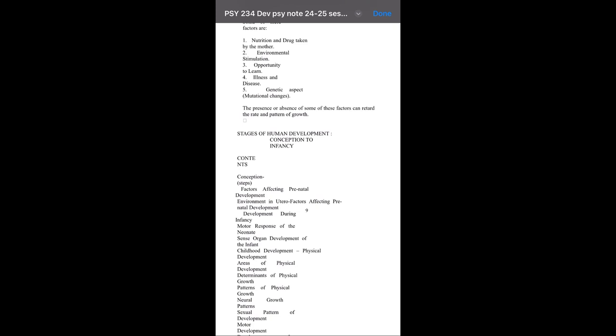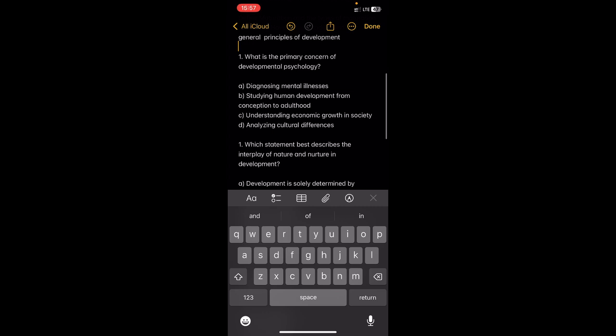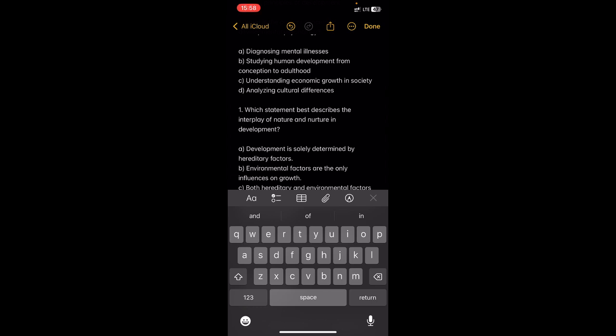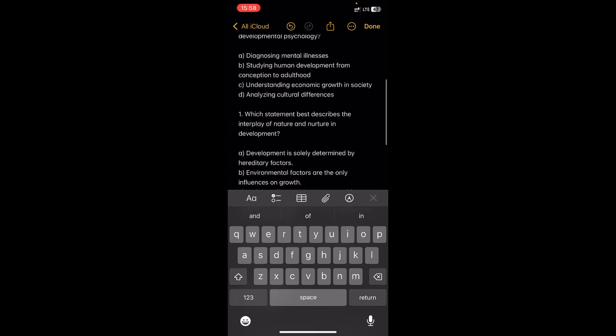So, yeah, that's all. What is the primary concern of developmental psychology? I already told you. Again, the scope or the goals of developmental psychology is to describe, explain, and to optimize development. So what is the primary concern of developmental psychology? With those goals and that scope in mind, the options are: diagnosing mental illnesses, studying human development from conception to adulthood, understanding economic growth in society, analyzing cultural differences. The answer is pretty straightforward, and it is B.